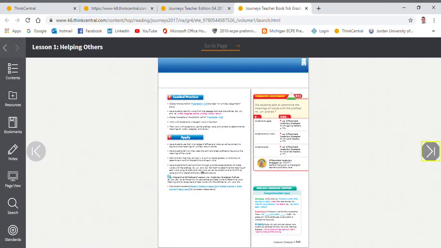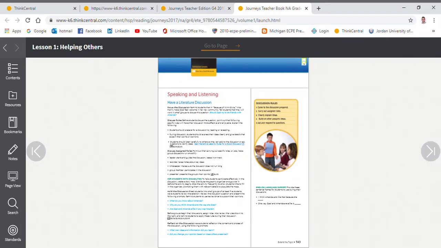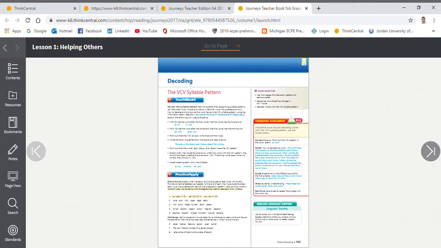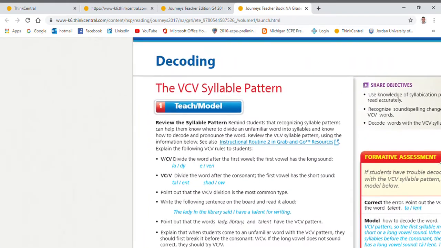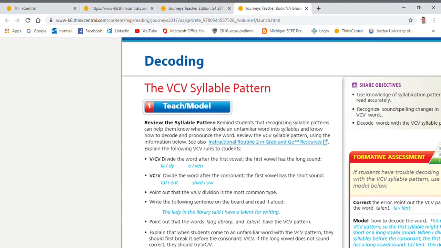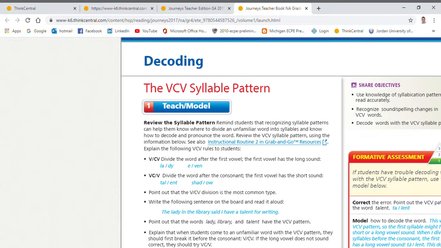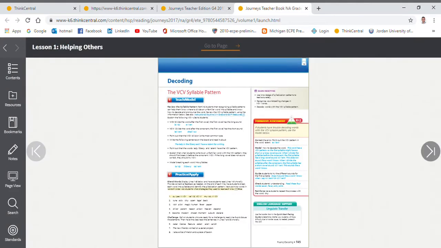And then, guys, we're going to go to the decoding. Remember, in decoding we have the VCV syllable pattern. When we have a long vowel sound, the division is going to be before the consonant, and if we have a short vowel sound, the division is going to be after the consonant. Okay.